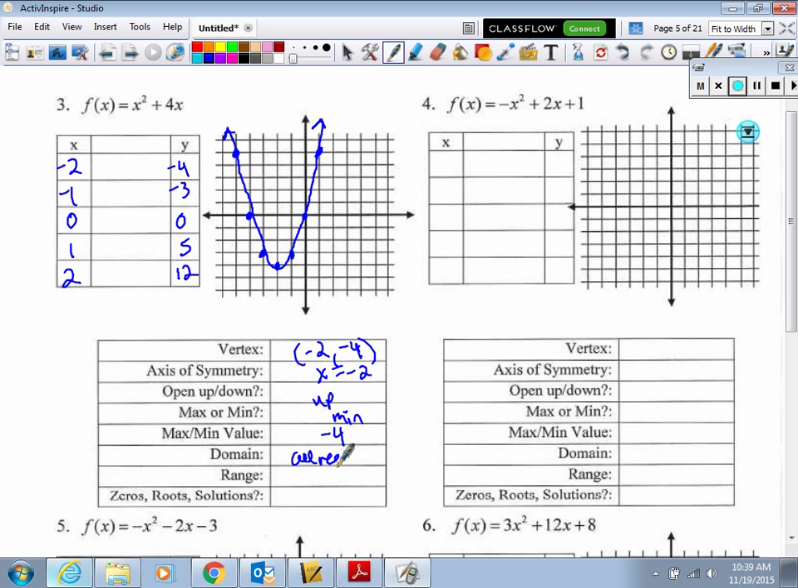All real numbers. Range is y is greater than or equal to what? -4. There you go. And then where is it crossing the x-axis? At 0 and -4, 0. Okay. Now I'm going to stop there and let you finish this up because that's all you have to do, is finish these up and then you are ready to start your work, and I will see you on the next video.